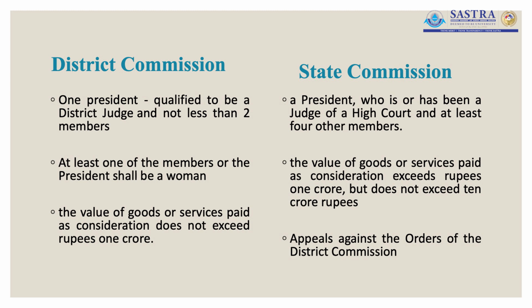Every state in the country will have the state commission. Again, we have a president who is or has been a judge of a high court, and there should be a minimum of 4 members. One of the persons in the state commission should be a woman. They would be taking up complaints provided the value of the goods or services paid as consideration by the consumer exceeds 1 crore rupees, but does not exceed 10 crore rupees. They also take up complaints with respect to unfair contracts. They take up appeals against the orders of the district commission. If any of the parties is not happy with the judgment or the verdict of the district commission, they can appeal to the state commission within 45 days from the date of getting such order.